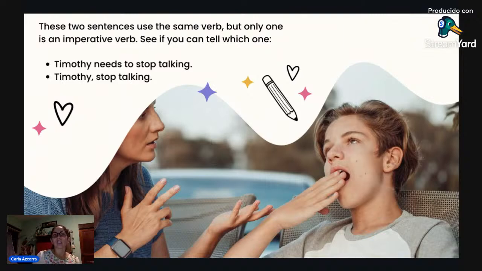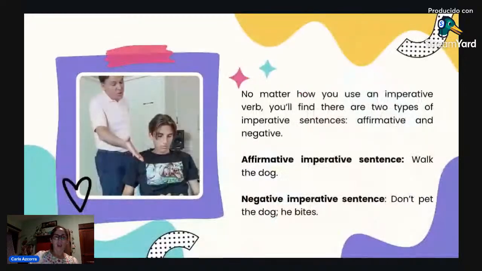These two sentences use the same verb, but only one is an imperative verb. See if you can tell which one is the imperative verb. First we have, Timothy needs to stop talking, and then, Timothy, stop talking. So I think this is enough time to answer. And yes, number 2, the second one is the imperative.